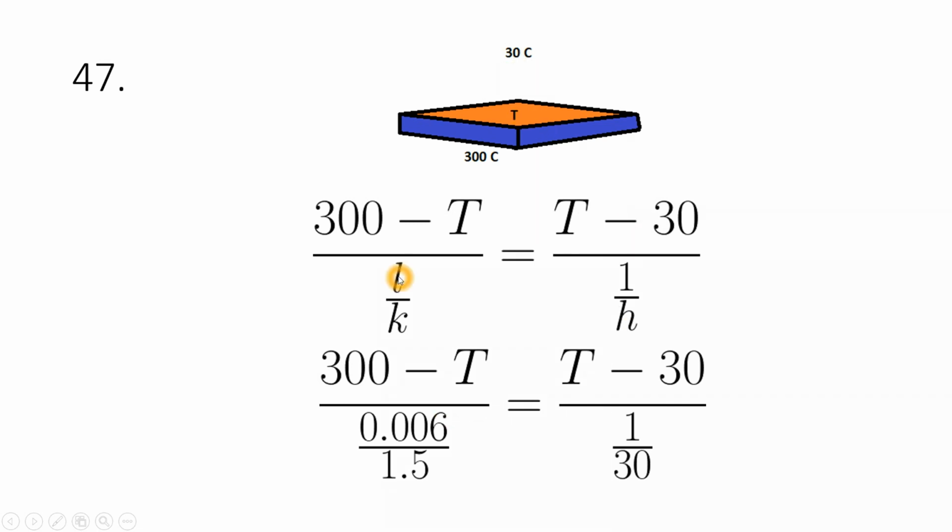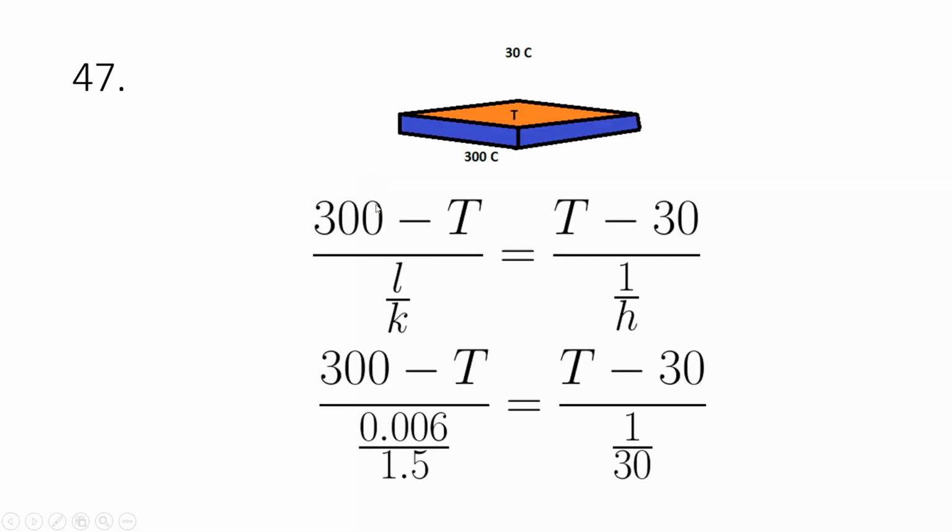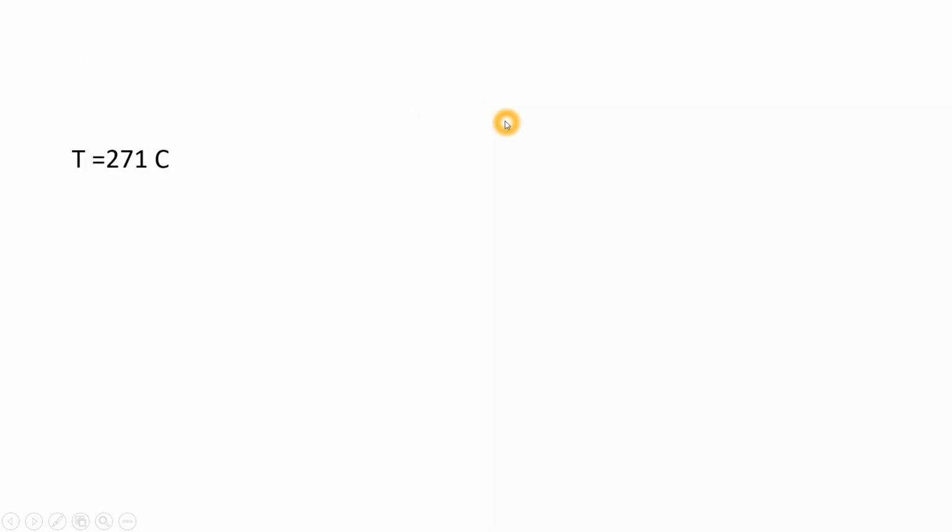We have the thickness of this slab as 0.006 meter divided by 1.5, K is given as 1.5, and T minus 30, and H is given as 30. So our final answer is T is equal to 271 degrees centigrade, since we have put all the values in degrees centigrade, 300 degrees centigrade and 30 degrees centigrade. So the top surface temperature will be maintained at 271 degrees centigrade. This is the final answer.